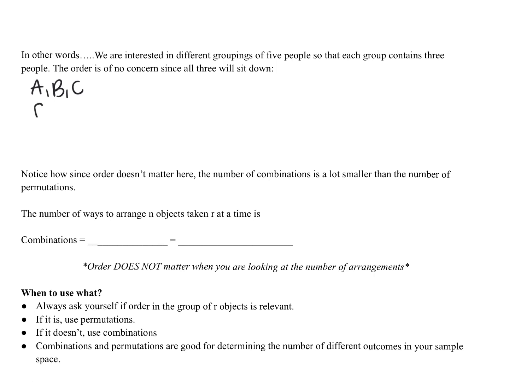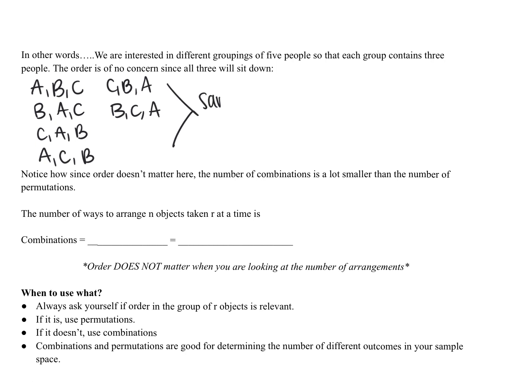So A, B, C, B, A, C, C, A, B, A, C, B, C, B, A, and B, C, A. These are all considered the same event, because it's the same 3 people. So when that happens, we want to get rid of any of the repeats.